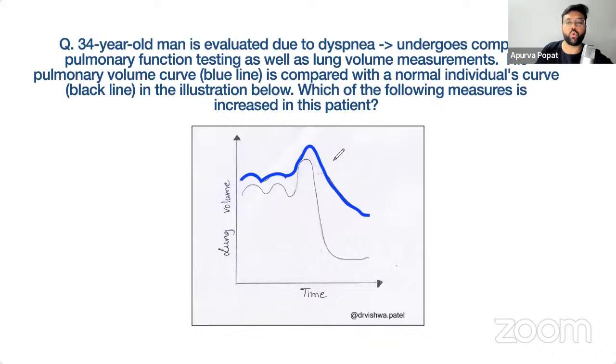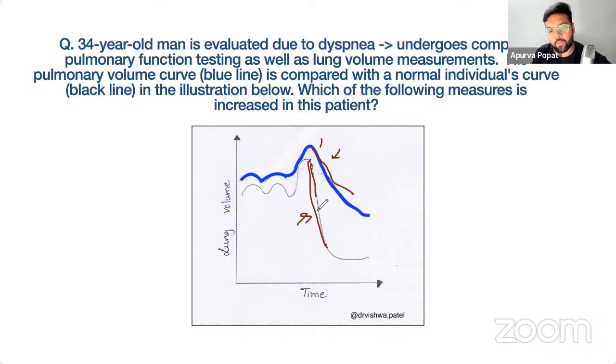This blue is the patient, black is the normal population, and you are doing your PFT, lung volumes, and this is the time. You ask the patient to expire rapidly. What's your diagnosis? This blue patient? Lung disease. Excellent. Obstructive lung disease.